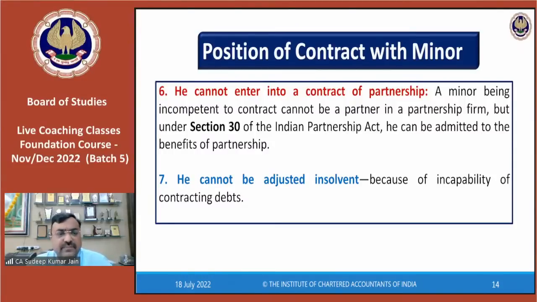A minor can enter into a contract of partnership. I have already discussed that. Seven, minor cannot be adjudged insolvent. Who is the insolvent? Insolvent is the person who cannot pay his debt. He is not solvent. He could not solve his liabilities, called insolvent. Because the minor is not liable to pay anything, how could he be insolvent? So minor cannot be adjudged insolvent by any court because of incapability of contracting.